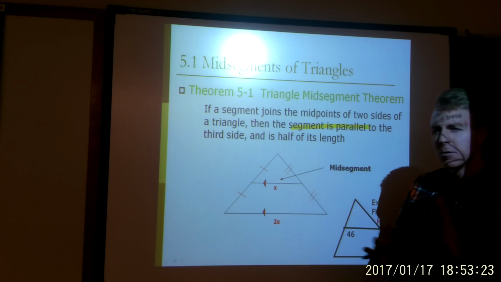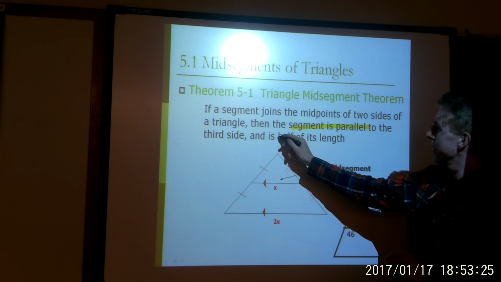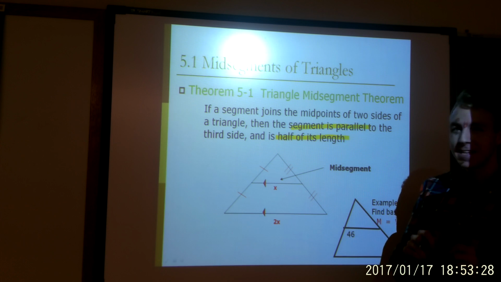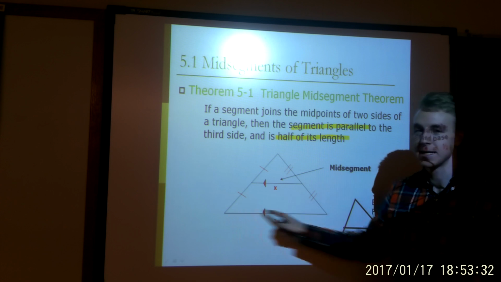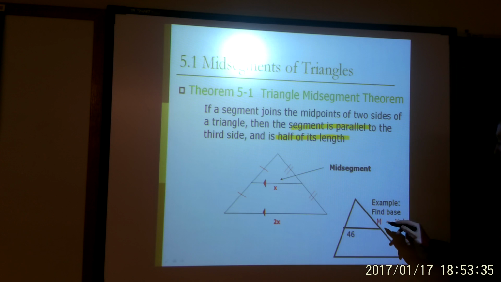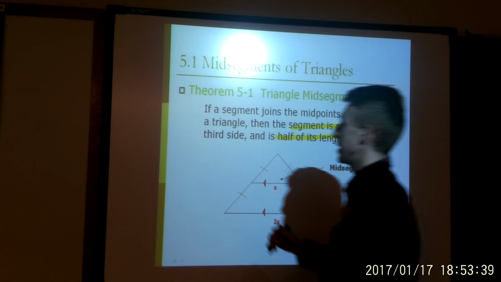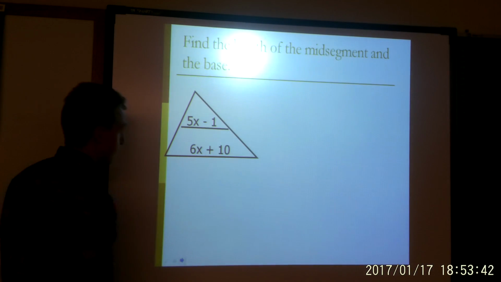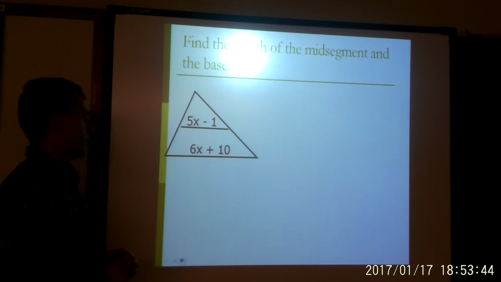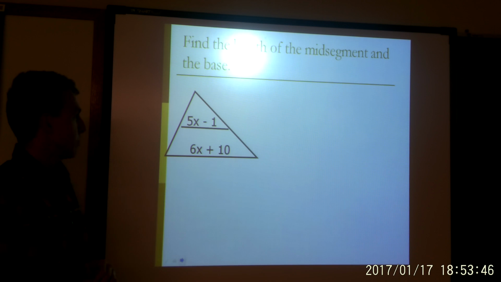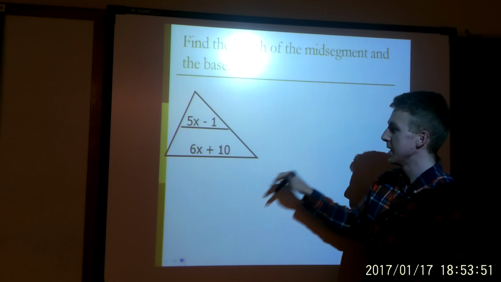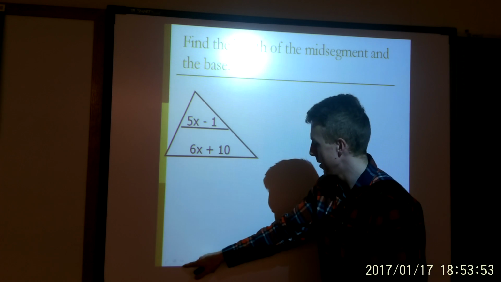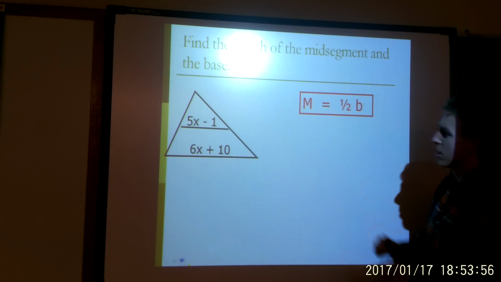And lastly, probably the more important thing, half of its length. So this midsegment is half of this whole entire length. And you'll see that in this formula right over here, m equals 1/2 times the base. So here's a little picture, just applying the problem. We have the midsegment as 5x minus 1 and the base as 6x plus 10. And again, here's our formula.